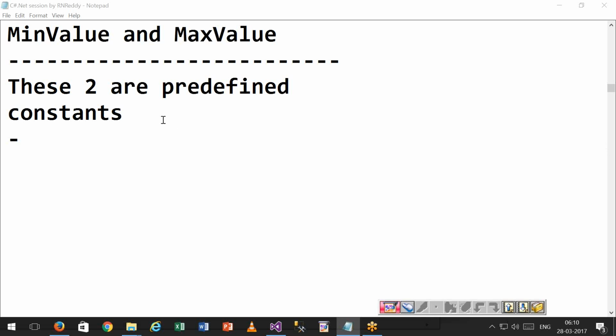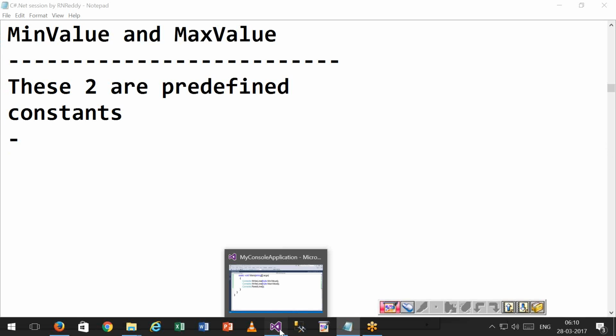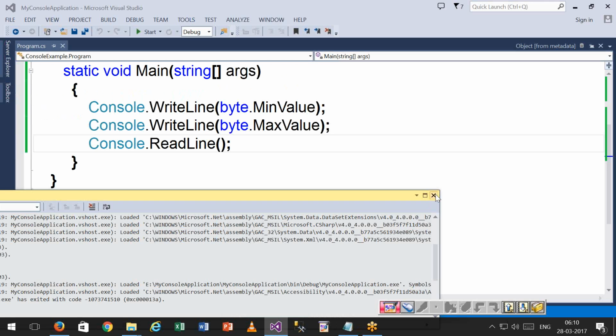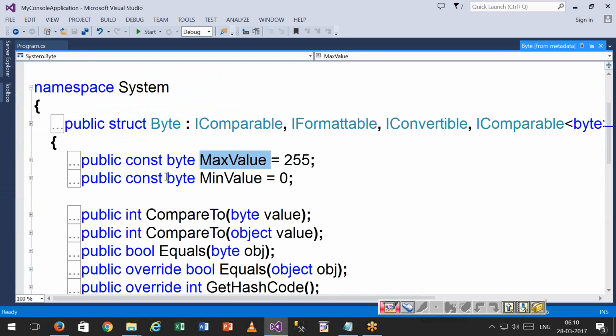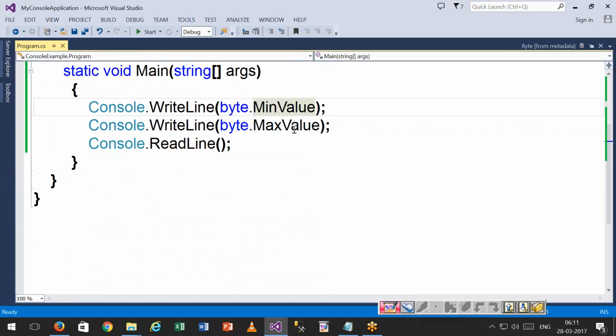So, these two are predefined constants, min value and max value. If you want to know, keep the cursor here and press F12. It shows that min value and max value are constants. Predefined constants. Are you clear?